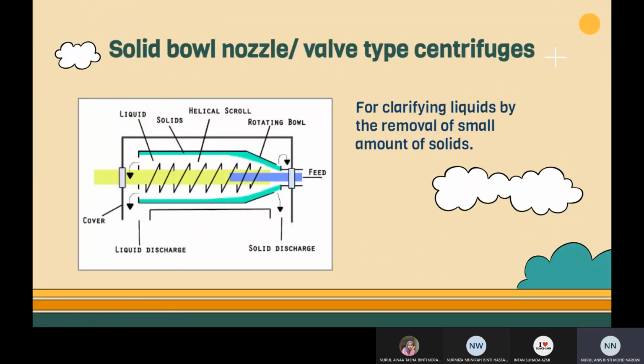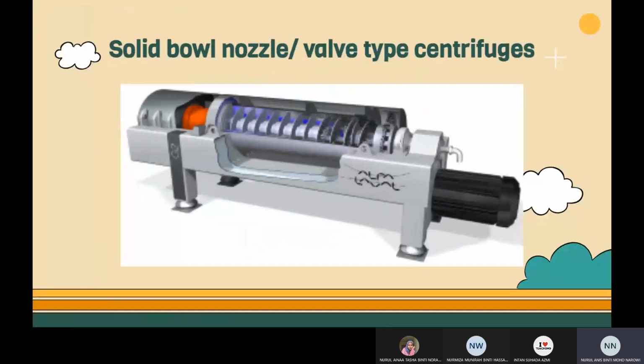Next one is a solid bowl nozzle or valve type centrifuge for clarifying liquids by the removal of small amounts of solids. A solid bowl centrifuge is the simplest solid-liquid centrifuge and is useful when small amounts of solids must be removed from large volumes of liquid.